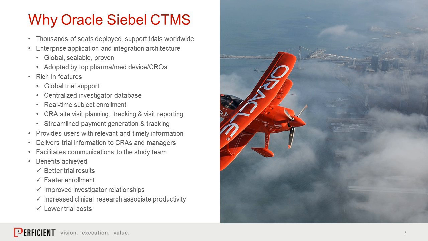And having a centralized enterprise CTMS provides users with relevant and timely information, delivers trial information to CRAs, managers, and executives, and helps facilitate communications across study teams. So you can see some of the key benefits that clients have achieved in using the system, which continues to keep it as one of the leaders in the industry.